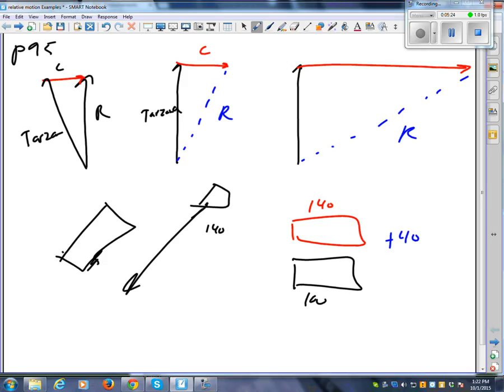Because it's relative to his speed. What if you were doing 140? It's not in the book, but what if you were doing 140 and he's over here doing 100, but he's going towards you? What's your relative velocity? 240. Right? He's closing at a speed of 240 kilometers an hour.